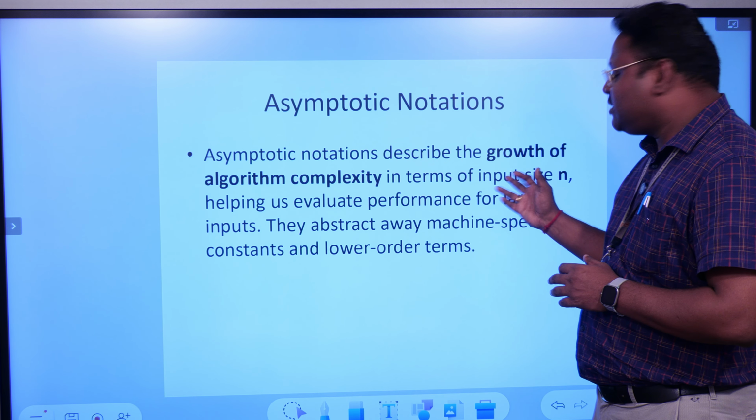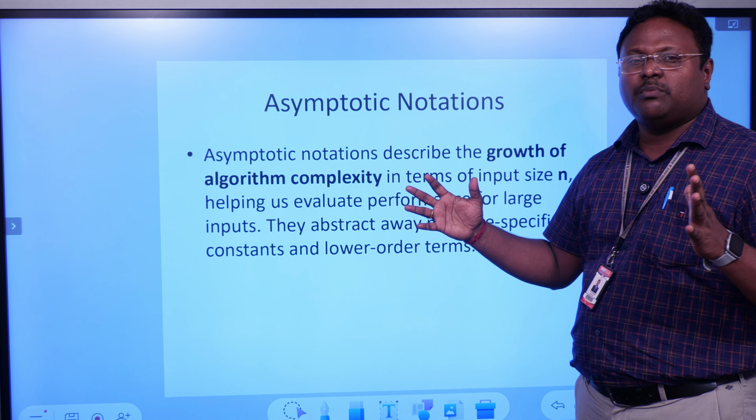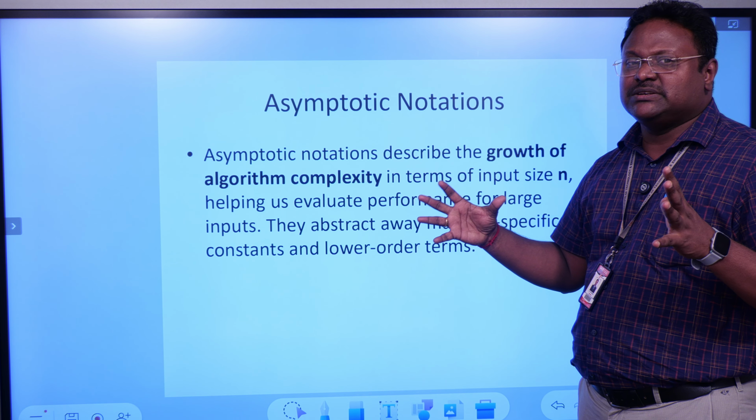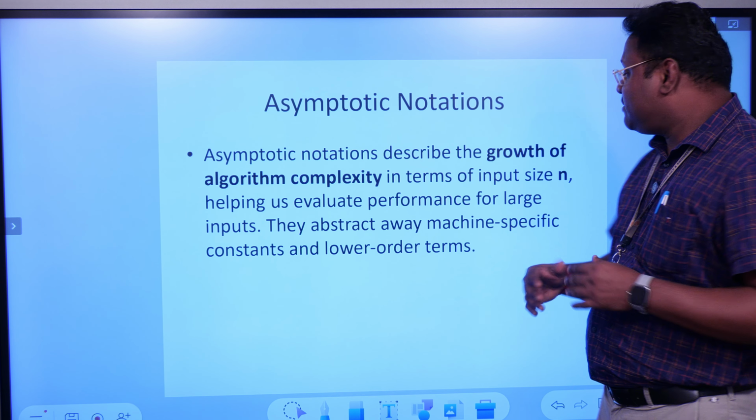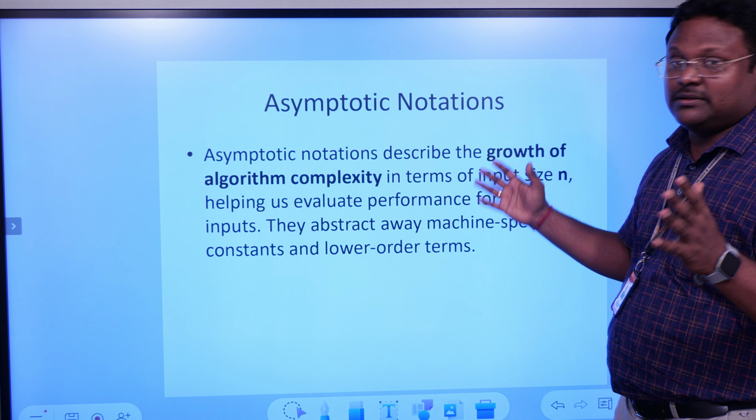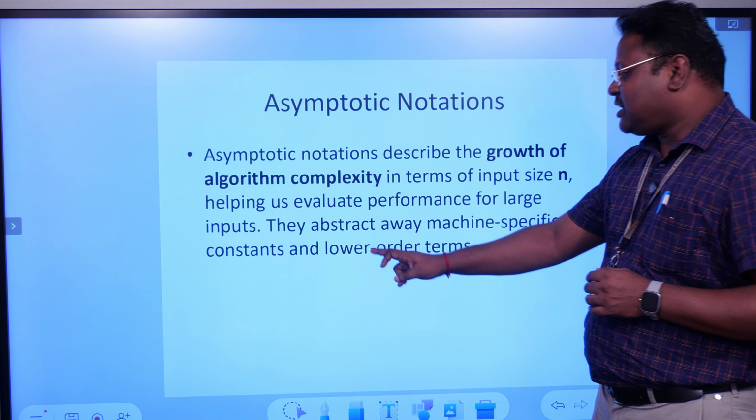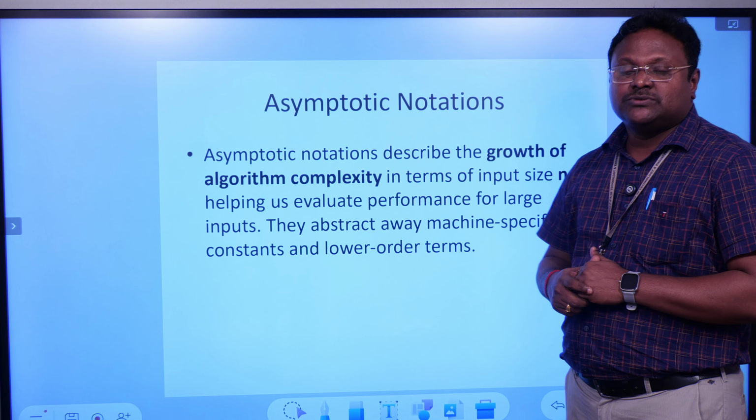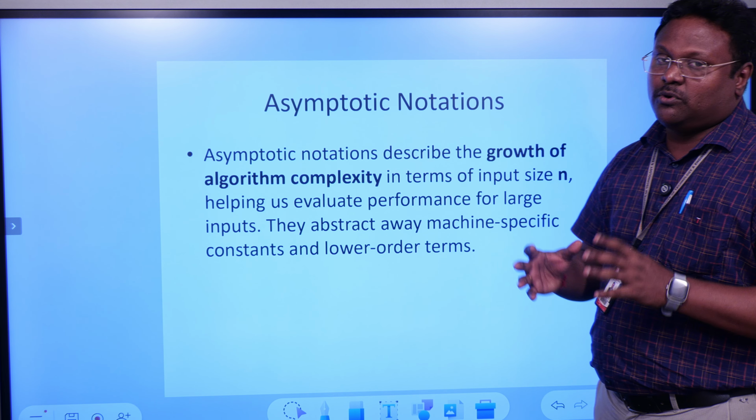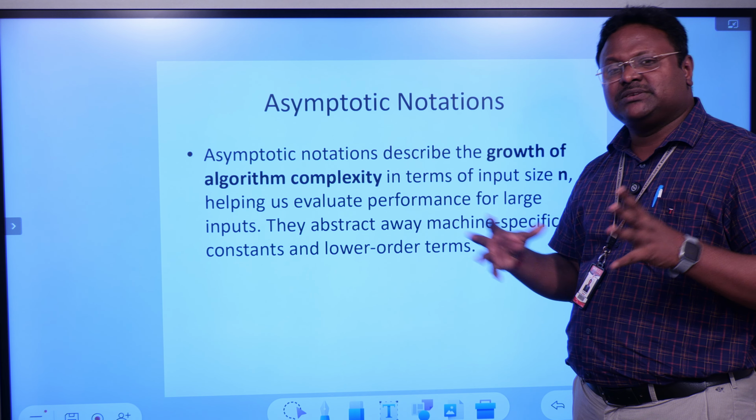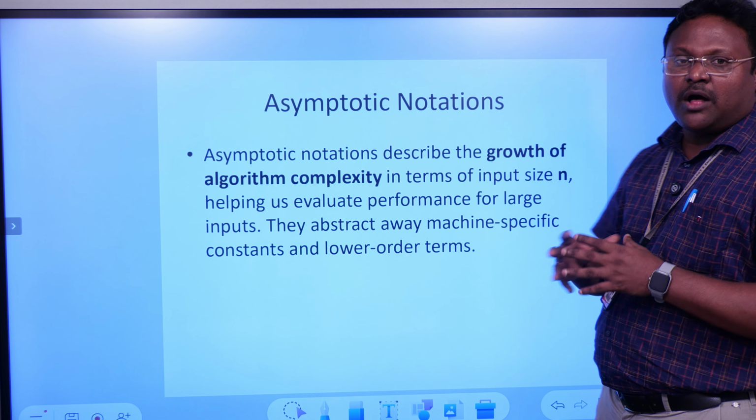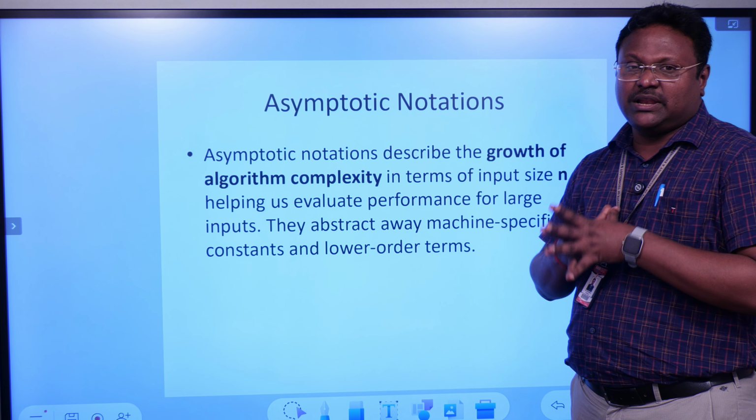The same thing I told: when more values are given, the size n is bigger, and the notations abstract away machine specific constants and lower order terms. So we are going to see how complex the algorithm is, in terms of how much size we give as input.